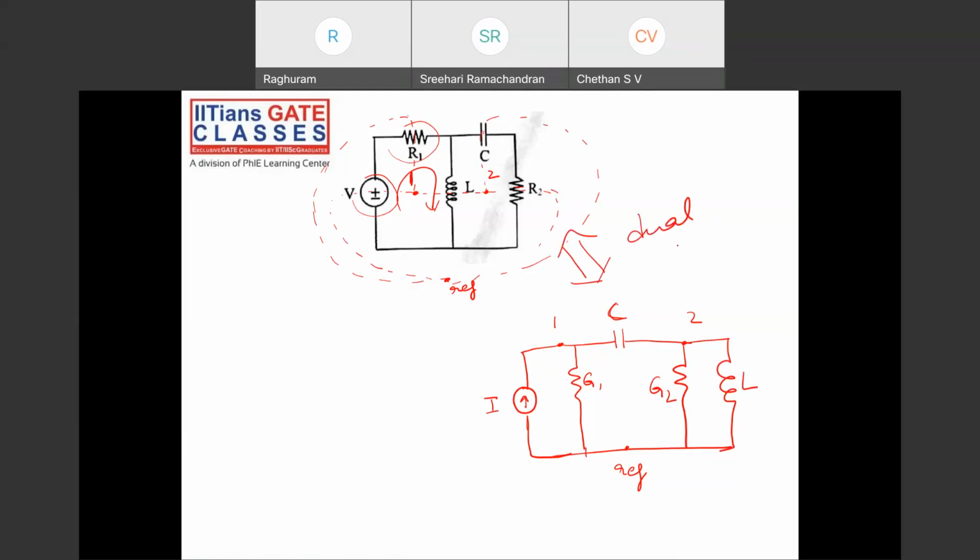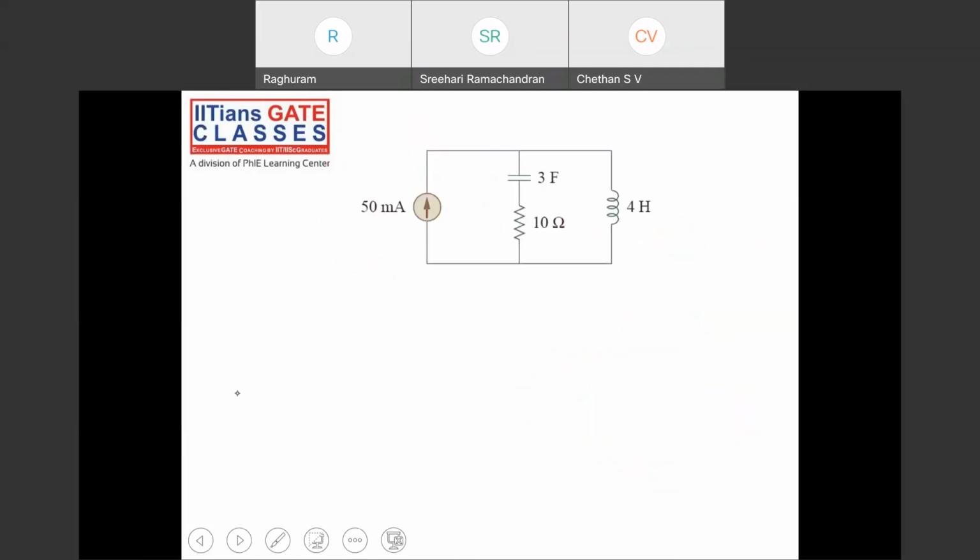Okay, so if the voltage source was in reverse polarity, then the current also changes. Yes, the current also changes, in just the opposite direction. You can remember this way: if this is positive, this will be the direction. The direction will always be outward from the positive terminal. I drew the dual for this network.